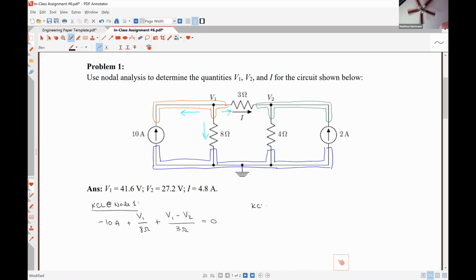Then we have our KCL equation at node 2. I'm going to leave this one for you guys to tell me what to do, but I will specifically say which current portion I'm asking for. So how can I express the current that I've drawn with the blue arrow directed to the left through the 3 ohm resistor in terms of my nodal voltages? V2 minus V1 over 3 ohms. Yep, V2 minus V1 over 3 ohms, great. How about this current directed down? V2 divided by 4 ohms.